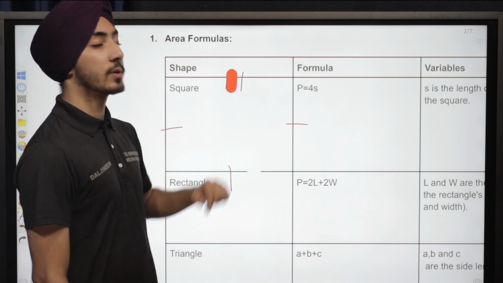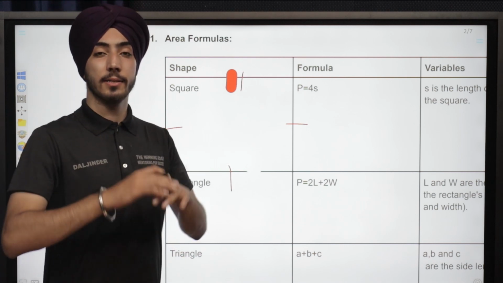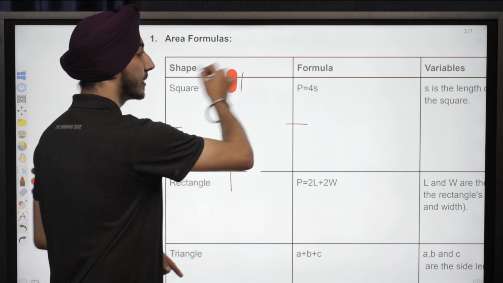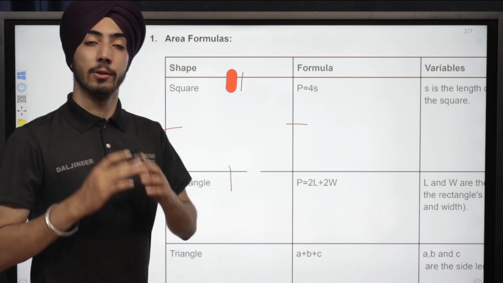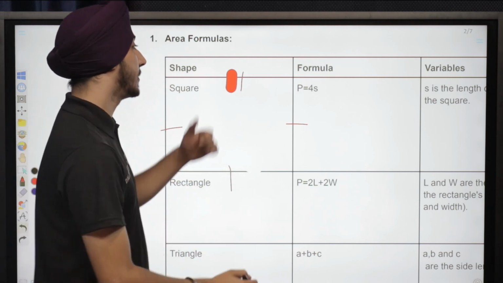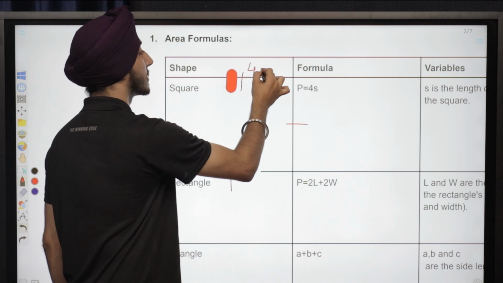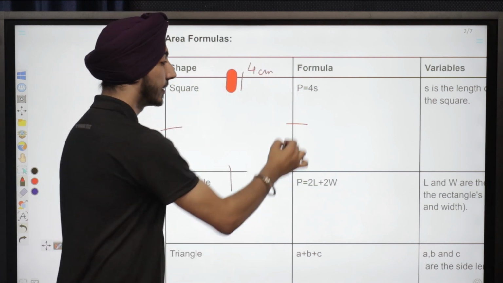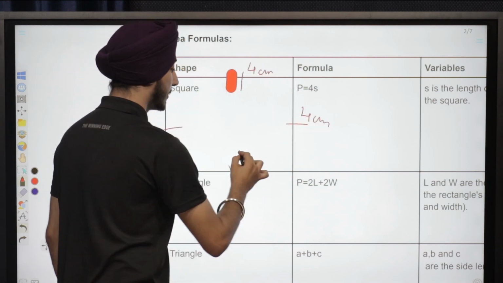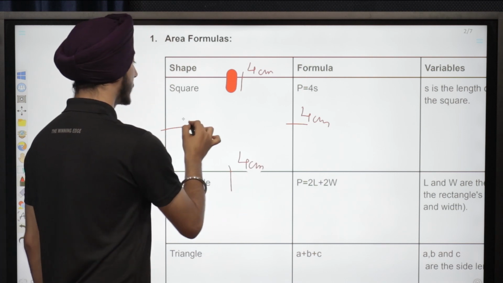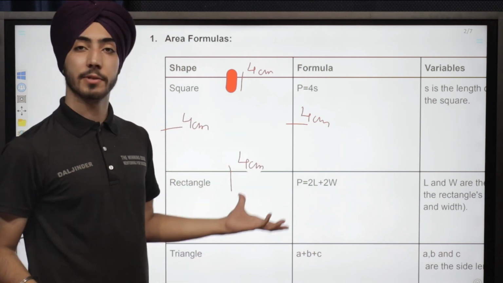Now its perimeter is 4. What is the meaning of perimeter? Perimeter means the sum of all the boundaries. किसी भी चीज की अगर boundaries को add up कर देते हैं तो उसका मतलब होता है perimeter. So यहाँ पे let's assume कि इसकी side थी 4 centimeter. Okay, this side will also be 4 centimeter. This is also 4 centimeter. And this is also 4 centimeter. All the sides are 4 centimeter.